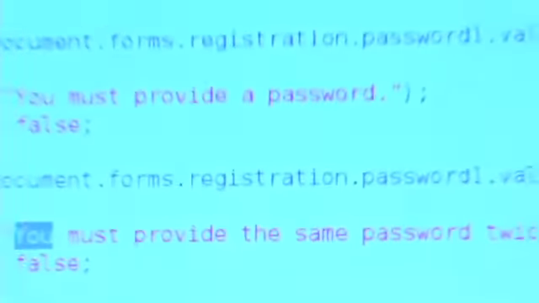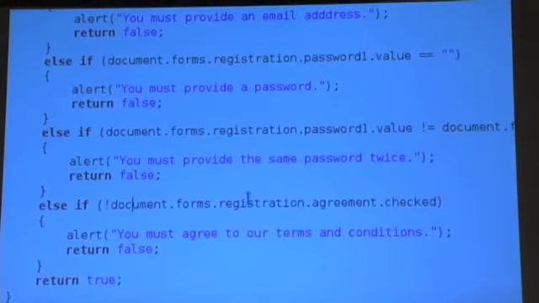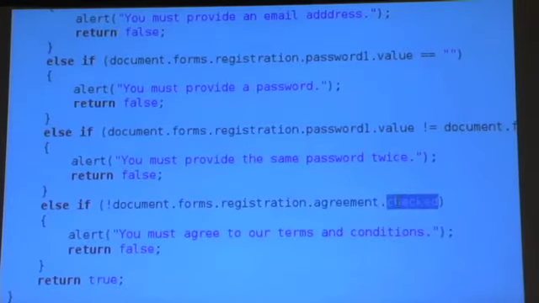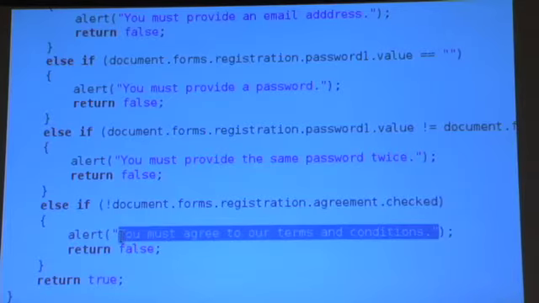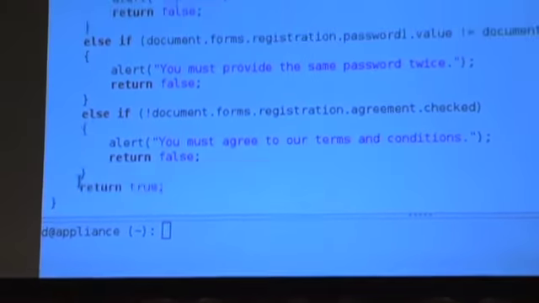And then lastly, notice this. It's slightly different from a text field, but I'm saying else if it's not the case that document.forms.registration.agreement, agreement is the name I gave to the checkbox, .checked. So if it's not checked, that's a checkbox, so it actually has a Boolean property called checked, which is either true or false. So if it's not checked, I'm going to yell at them for not agreeing to our terms and conditions, return false. Otherwise, if they passed all of those tests in that gauntlet, I'm going to go ahead and say return true. And what happens then? The user submits the form.